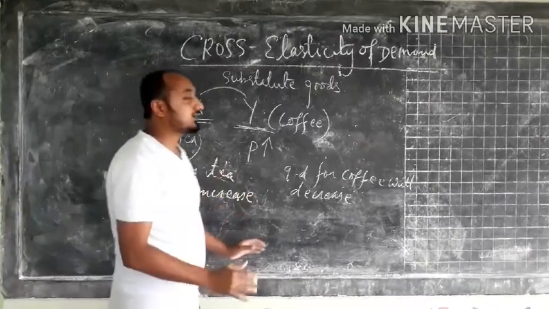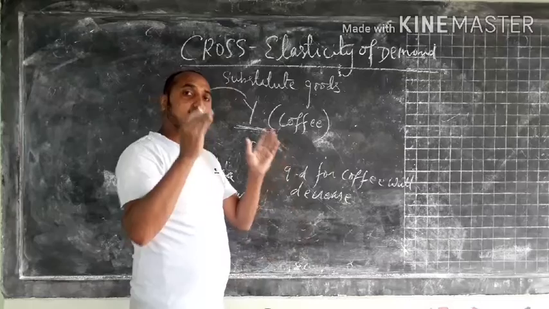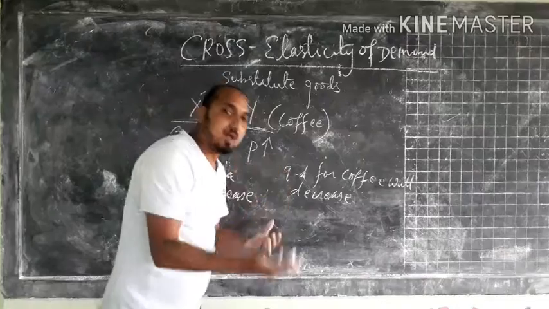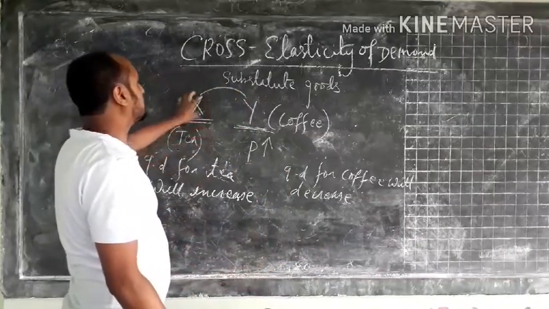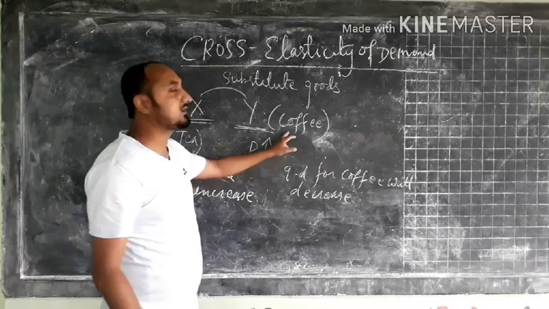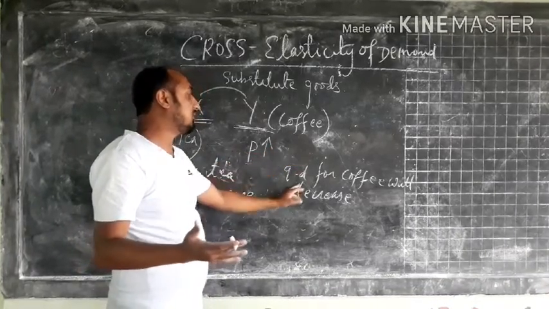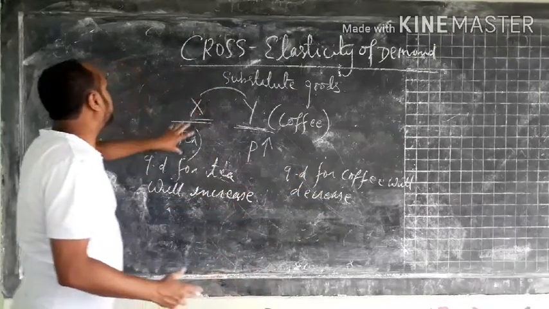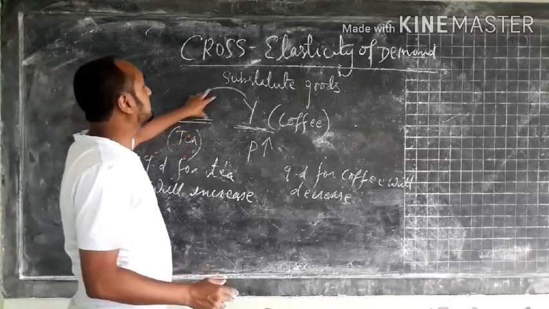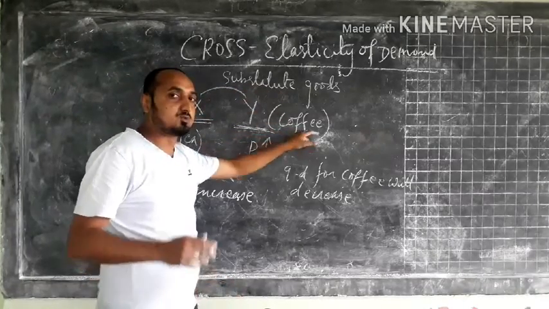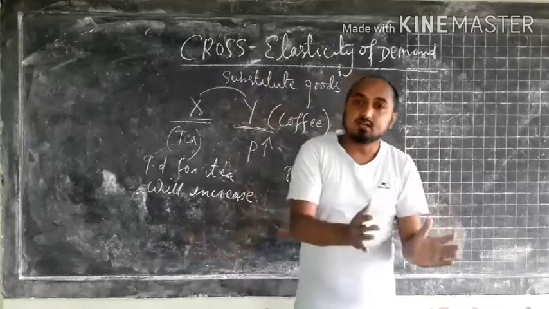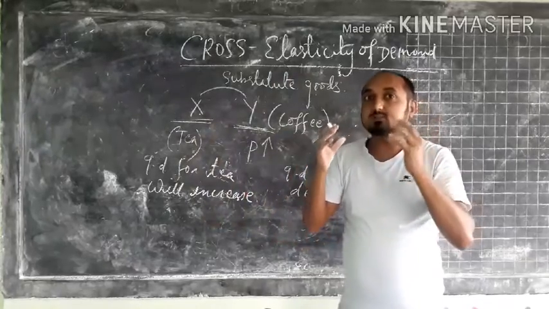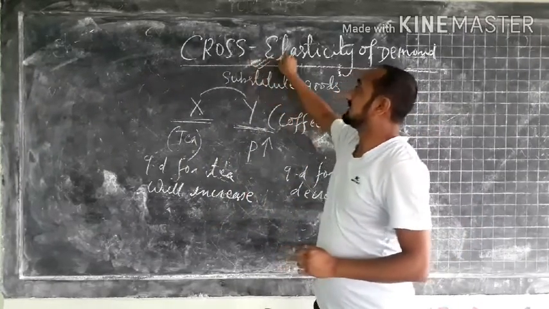So what we can see is that when the price of any one of the commodities increases or decreases, obviously it has an impact on the quantity demanded of the other commodity. Like here, when the price of coffee is increasing, the quantity demanded for coffee may decrease because of the increase in price, whereas the quantity demanded for tea may increase because tea is the substitute good of coffee. So once the price of one commodity increases, the quantity demanded for the other commodity will increase. That concept we are going to learn in the case of cross elasticity of demand.